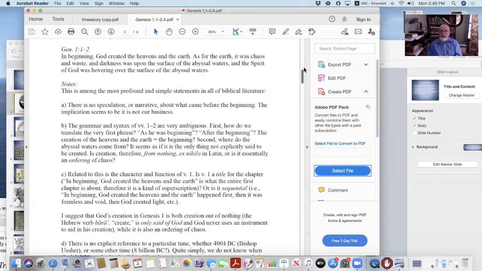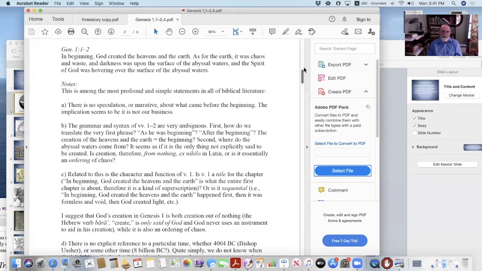The second thing that comes to my mind is the grammar and the vocabulary and the syntax of verses 1 and 2 are not exactly straightforward for translation into English. How do we translate the very first phrase? In Hebrew, it's simply bereshit, which means something like in beginning. Should that be understood, though, as God was beginning, or after the beginning, or are the creation of the heavens and the earth in verse 1, do those equal the beginning?